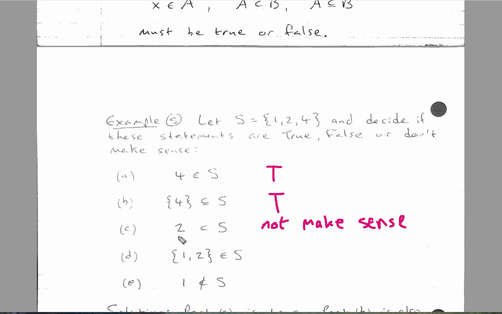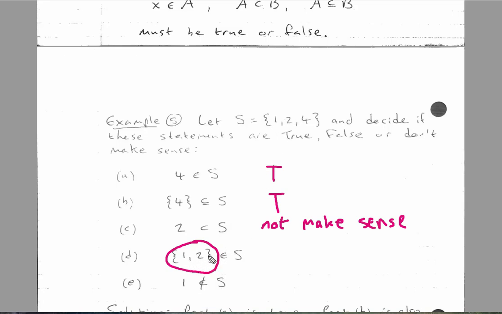It's because we're not comparing 2 sets here. 2 is not a set. How about D? All right, so here's a set containing 1 and 2. So is that set an element of S? Well, I see the numbers 1 and 2 here, but this whole thing is one object. This object is not an element of S.